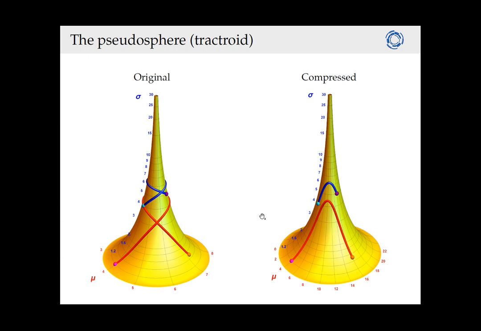Now sometimes this might be a bit confusing, and also for visualization purposes, what I sometimes do is to compress the model in the direction of the mean, so you see that it is compressed here, and so that you can actually depict the geodesics on one side of the surface, and it doesn't wind anymore around the surface.